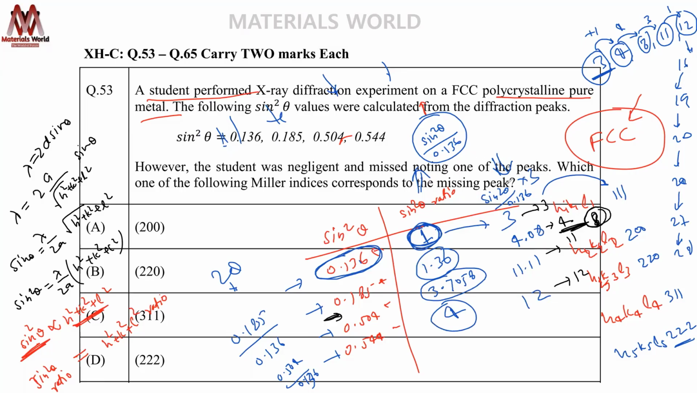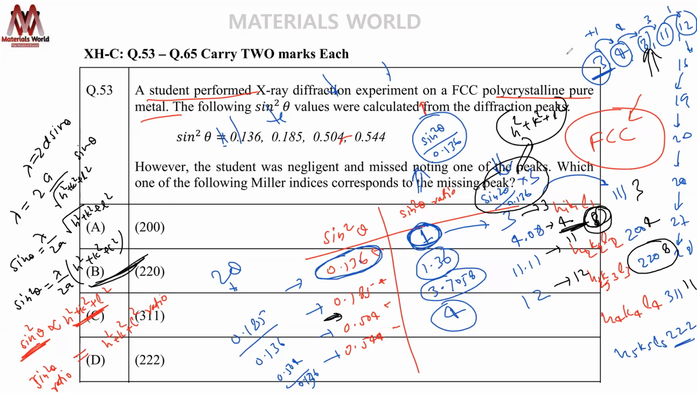This is your sin square theta ratio, right? The sin square theta ratio multiplied by 3, so that I can get my 3, is exactly the same as the h square plus k square plus l square ratio. I'm getting 3, 4, 11, 12. I'm missing 8, because I must have 8 if it is FCC, right? 8 means which peak? This is 3, this is 4, this is 11, and 8 is the peak 2 2 0. That means your answer is B.